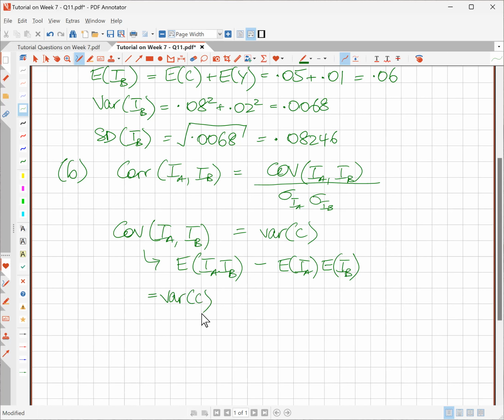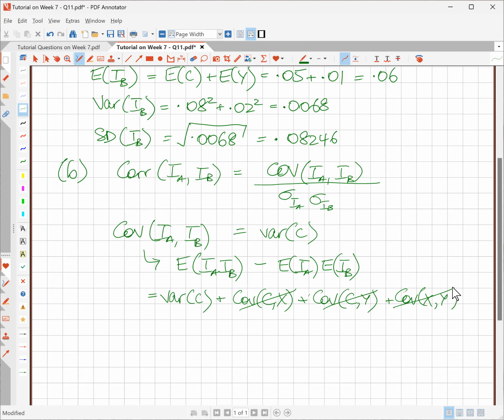You get the variance of C. You also have the covariance of C and X. You'll have the covariance of C and Y, and you'll have the covariance of X and Y. And we know C, X and Y are mutually independent, and so these terms are all zero, and you do in fact end up with the variance of C.